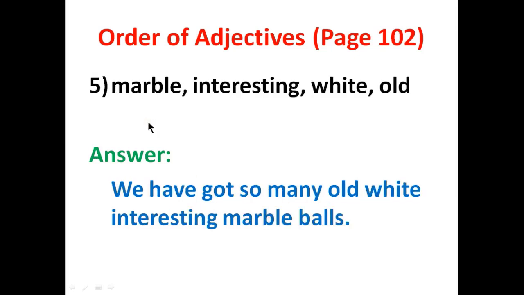And the last one, we have got 4 adjectives: marble, interesting, white, old. Marble is a material adjective. Interesting is an opinion adjective. White is a color adjective. Old is an age adjective. We have to use these 4 adjectives properly in a sentence. I have written one sentence. Please write it the same as your answer on the line. We have got so many old, white, interesting marble balls. This is how you will complete the answer for question number 5.